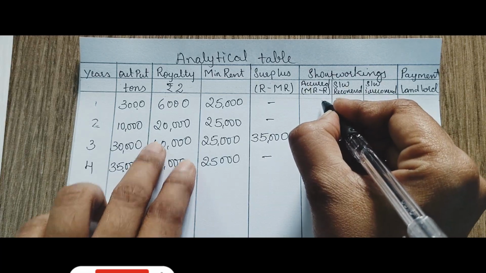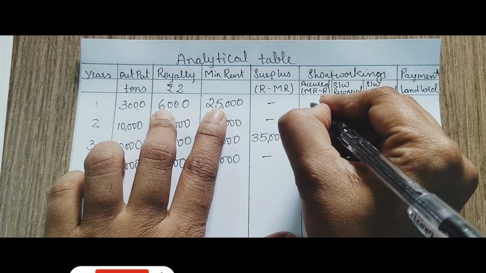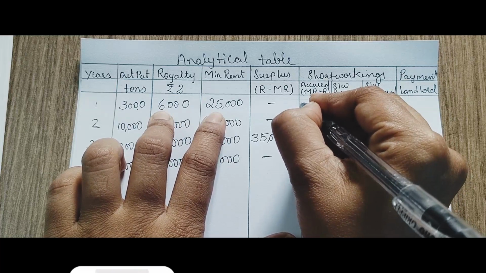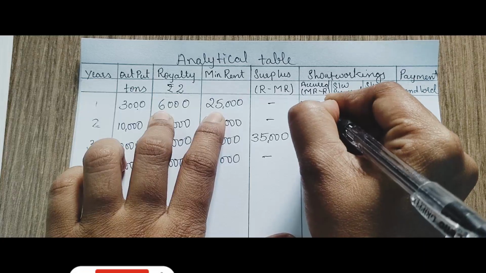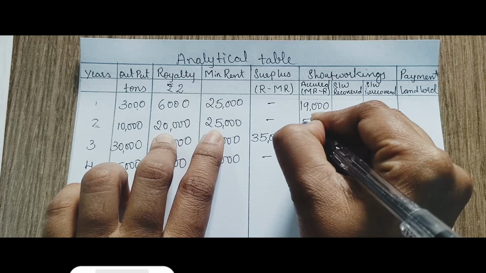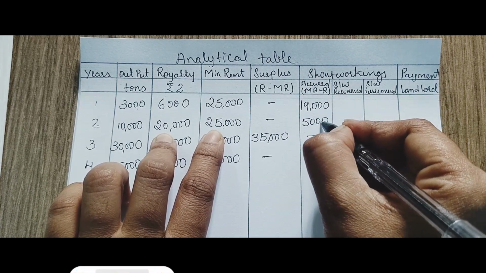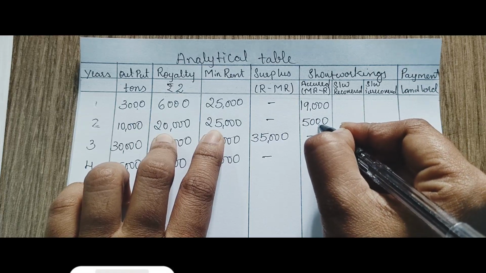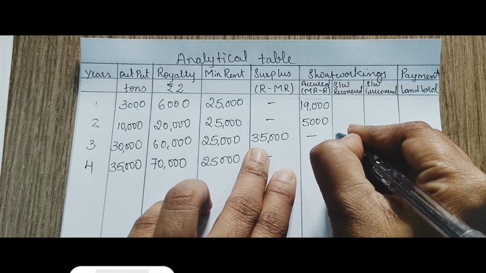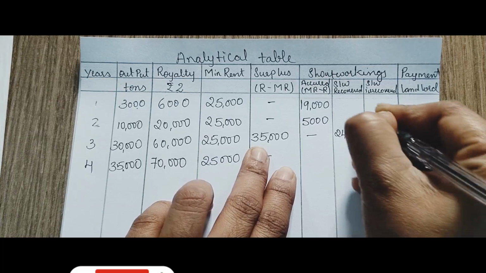Now, short working occurred. Here, minimum rent is more than the royalty in the first year. So, what is the minimum rent? 25,000 minus 6,000 royalty. Short working occurred is 19,000. And second year, 20,000 against 25,000. Short working occurred is 5,000. So, what is your total short working? 19 plus 5 is 24,000. How much surplus do you have? 35,000. How much do you need to recover? 24,000. 24,000 you have recovered. So, irrecovered is nil.